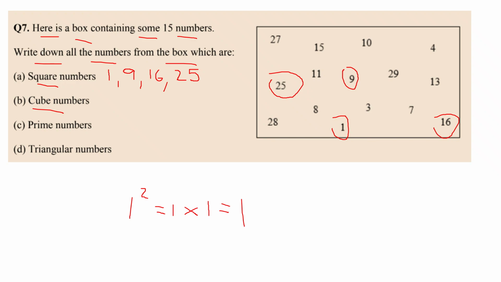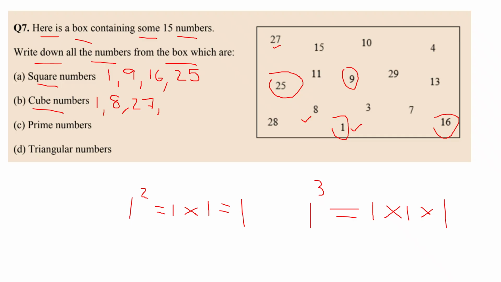Part B, cube numbers. Again, that's generated by multiplying a number by itself and then by itself again, so multiplying a number by itself twice. For example, 1 cubed, or 1 to the power of 3, is 1 times 1 times 1, which is 1. So 1 is a cube number. Next, 2 cubed is 2 times 2 times 2, which is 8. 8 is there, so we've got that. Next, 3 cubed is 3 times 3 times 3, which is 27. That is there.